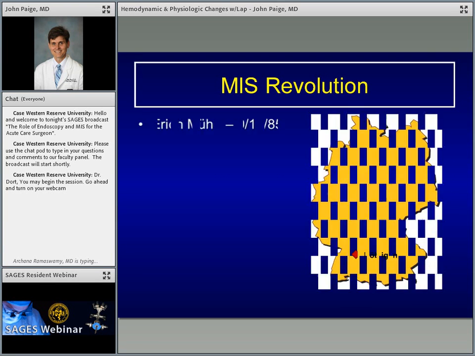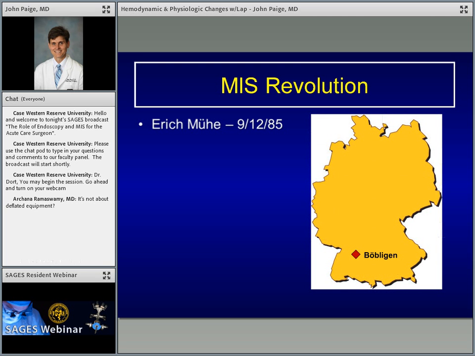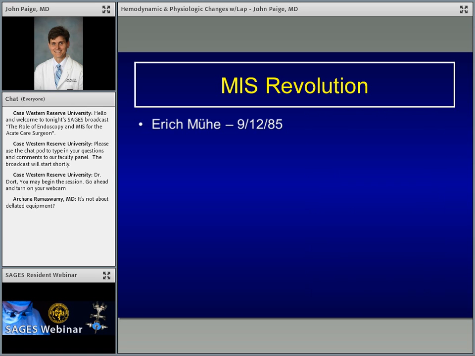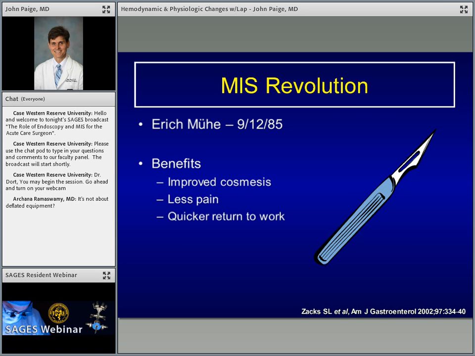You all know the history of the MIS revolution. Mouret, back in 1985, was the first to do an MIS procedure. And with the revolution, there were a lot of benefits that were discovered. It showed that there was improved cosmesis, less pain, and quicker return to work. That's pretty much what we find generally when we compare MIS procedures to open procedures.